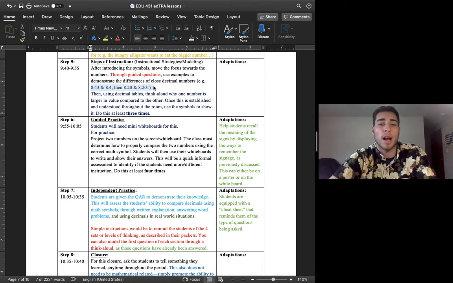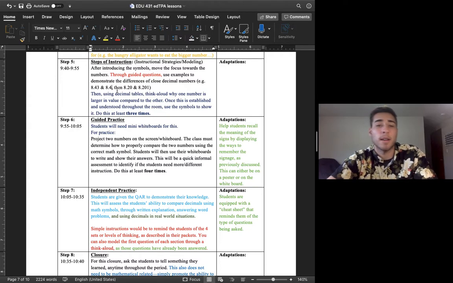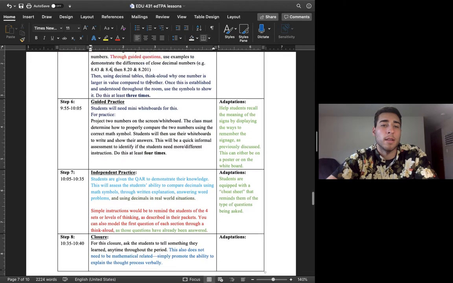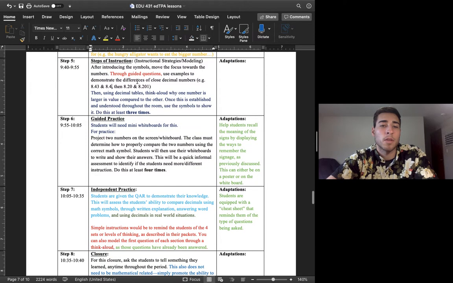There's some obvious differences in here, as they can see through the numbers, but as they have learned previously, they might get confused on the 3 and if that adds value to the number or if it lessens because it is farther back in the decimal spot. So we'll clarify that in this section using the decimal tables, and then think aloud. We'll go through again why one number is larger than the other and comparing the values.